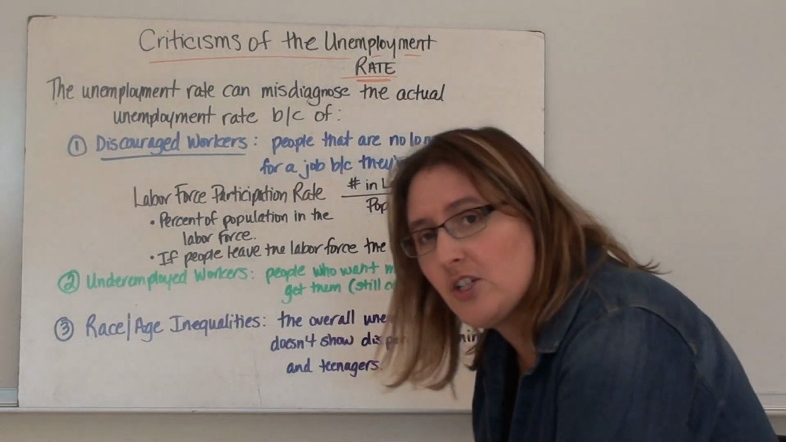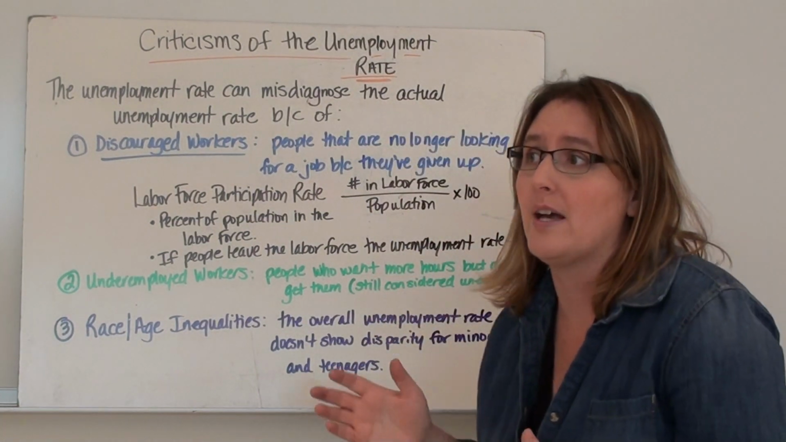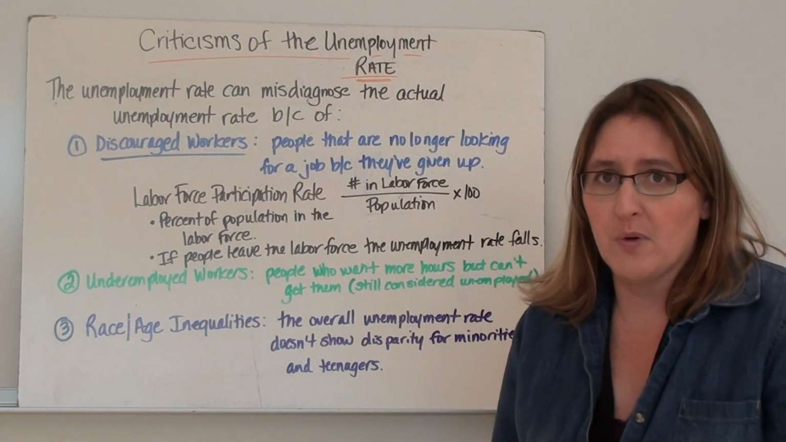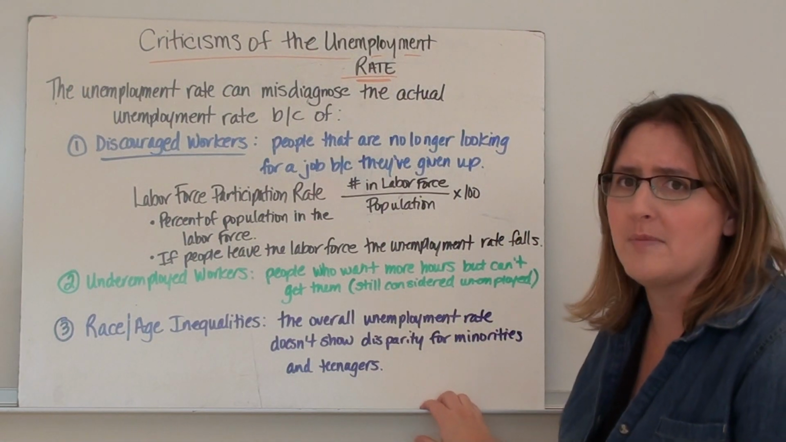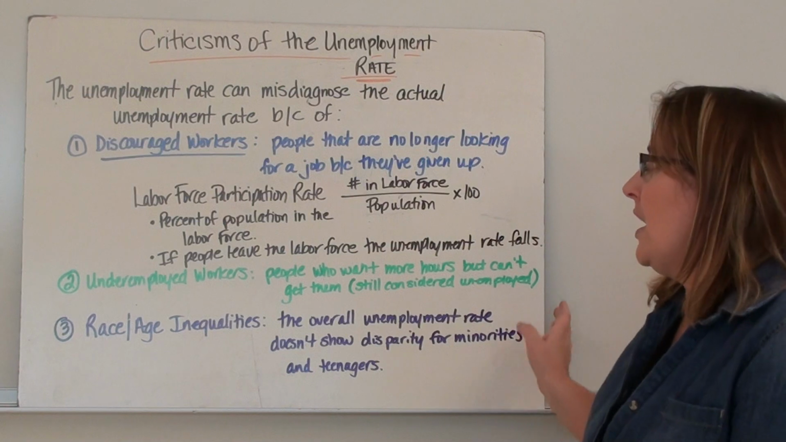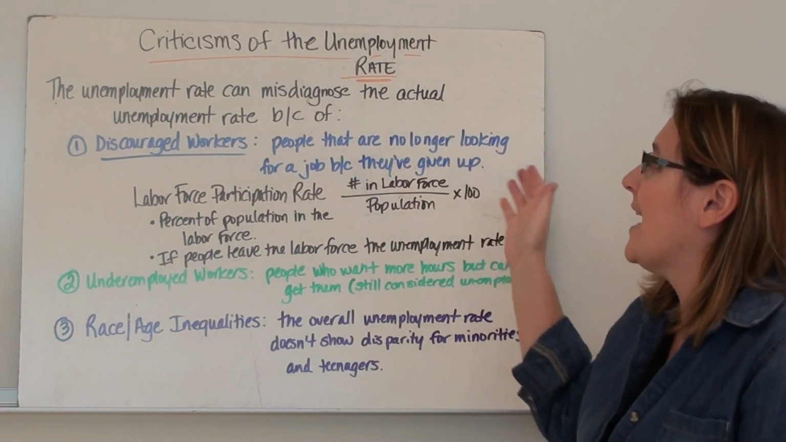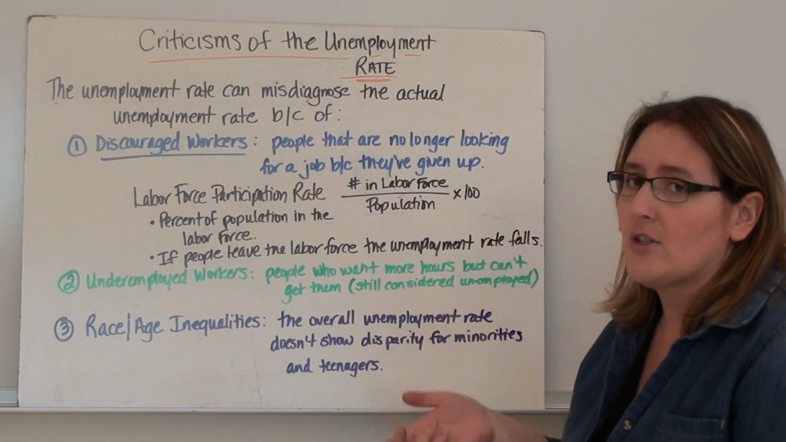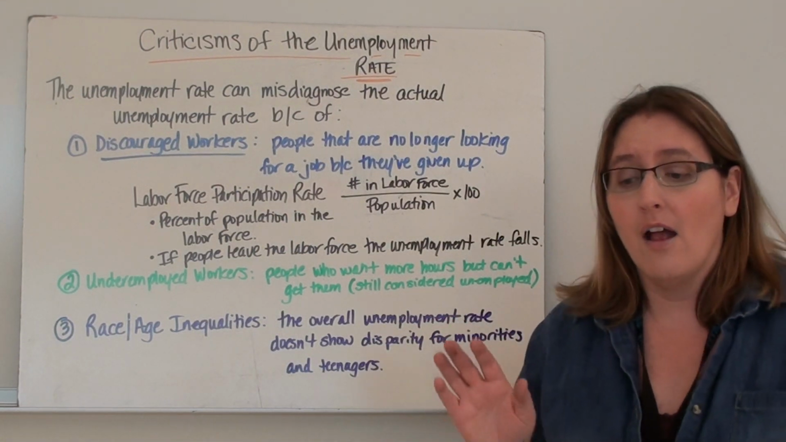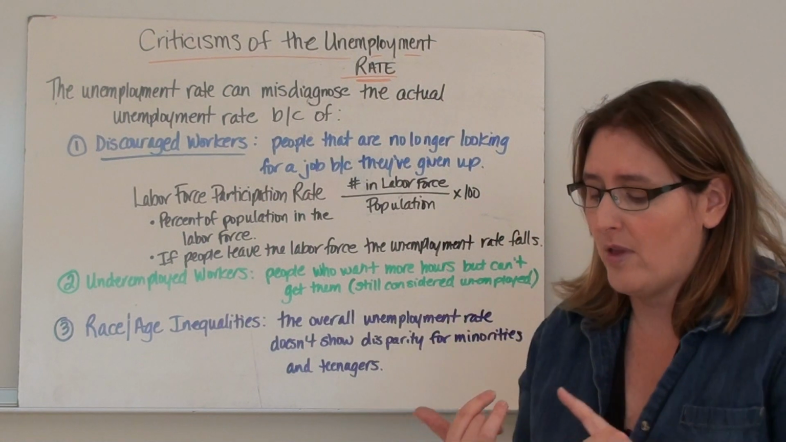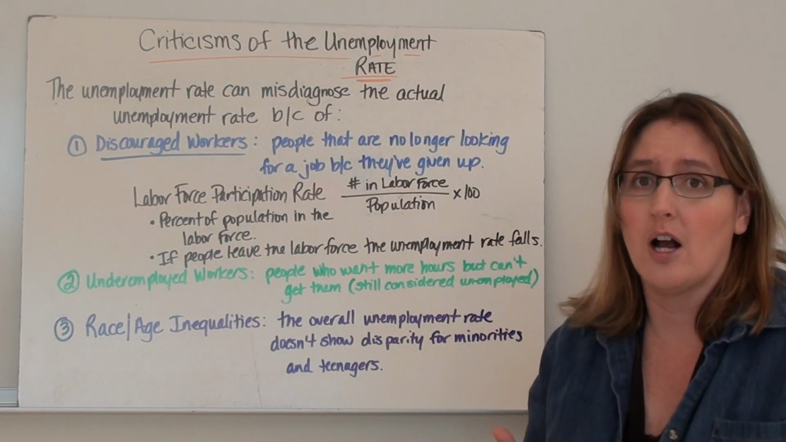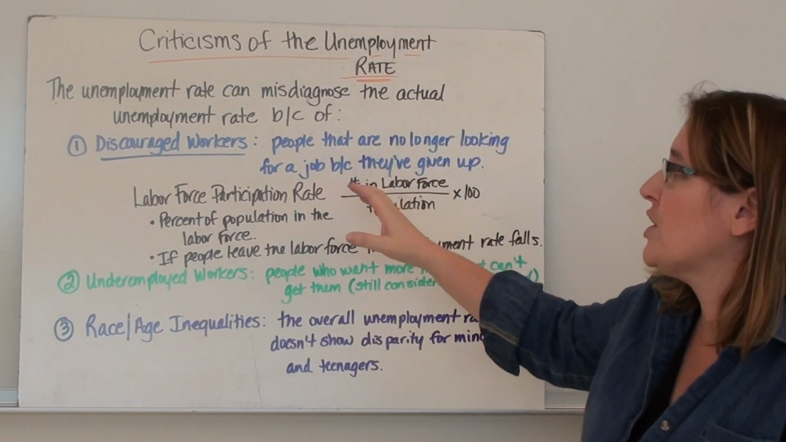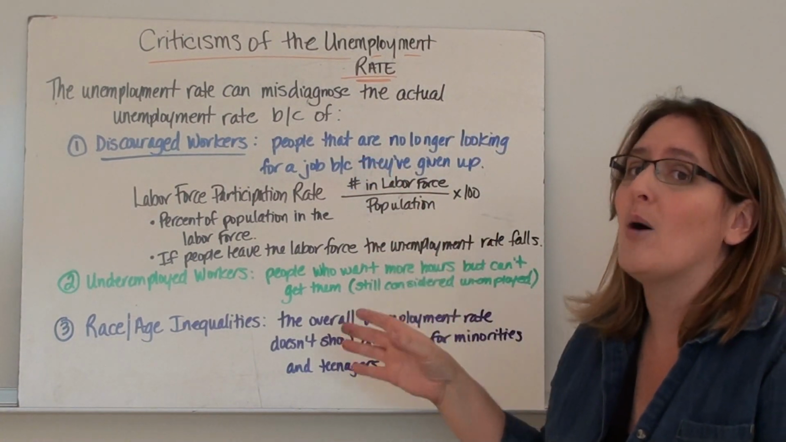All right, now you also need to know about criticisms of the unemployment rate. It's not perfect. Remember, GDP is not perfect as well, because there are things about life that you just can't put into numbers. We got some same problems here with the unemployment rate. So the unemployment rate can misdiagnose the actual unemployment rate because of a few things. Number one, discouraged workers. Remember I said people that are unemployed are people that are looking for work, they want a job, and they can't find one.